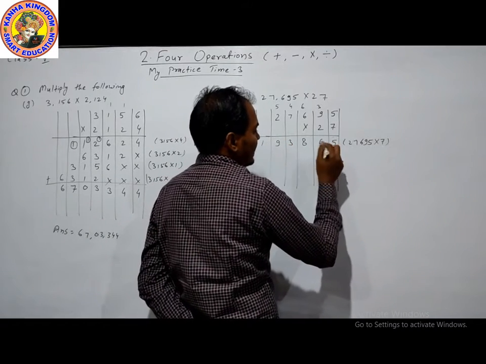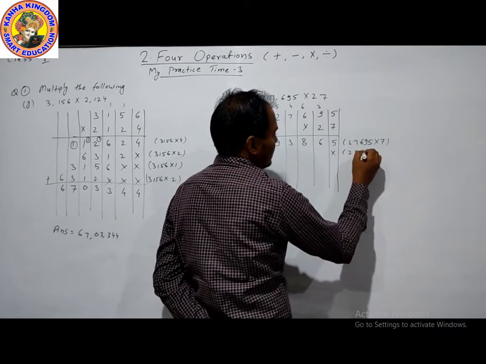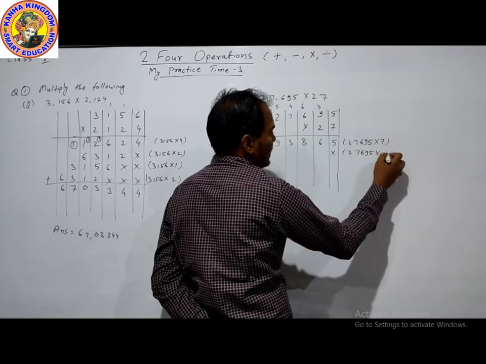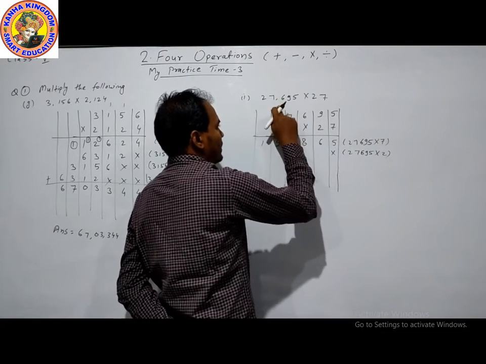Now in the second line, leave the first column. The number is multiplied by 2. Remove the carry points.